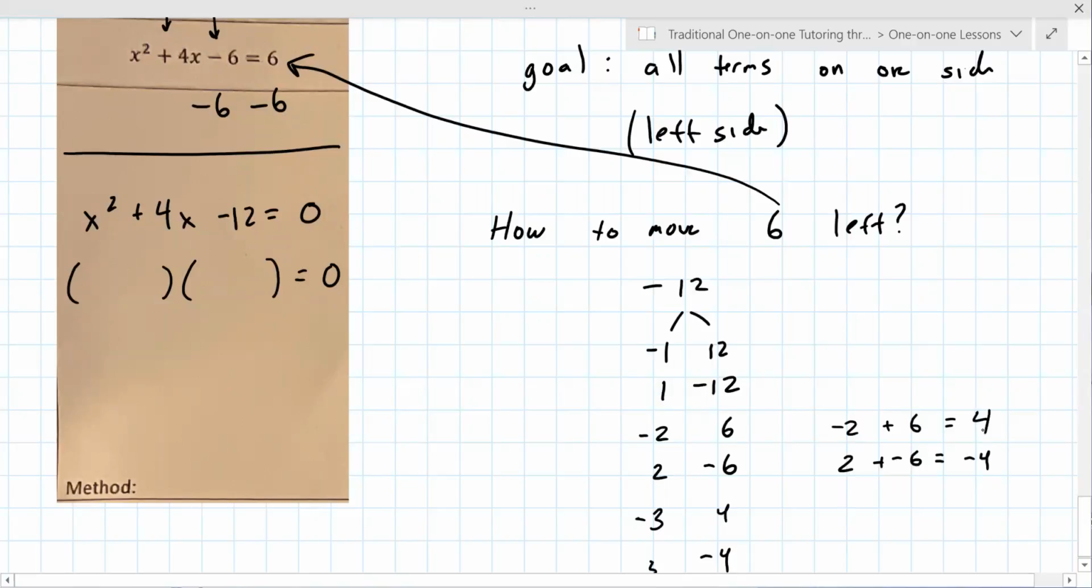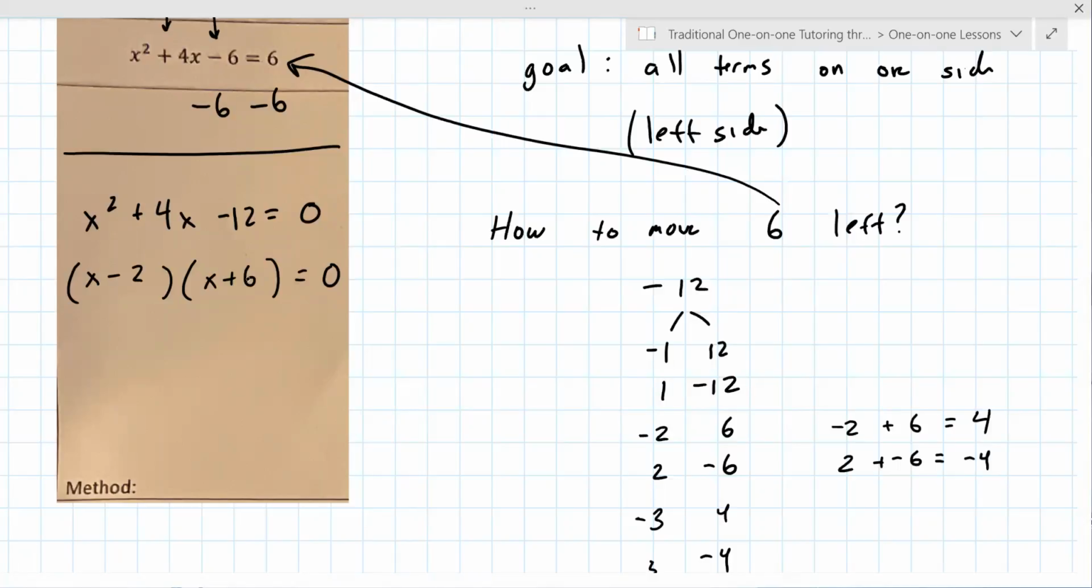Your one negative, one positive. I believe it's +4. -2 plus 6 is +4. Okay. All right, so we want the one that adds up to 4. So x minus 2, x plus 6, those work. Yeah, x minus 2, x plus 6.